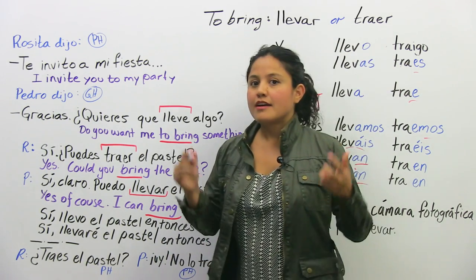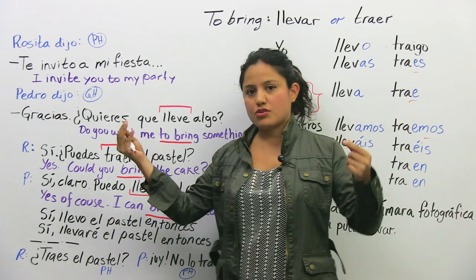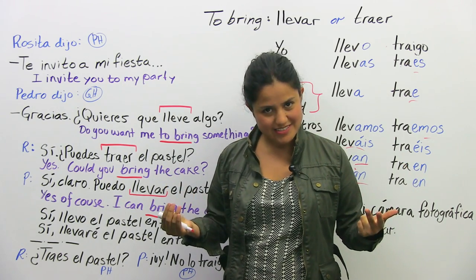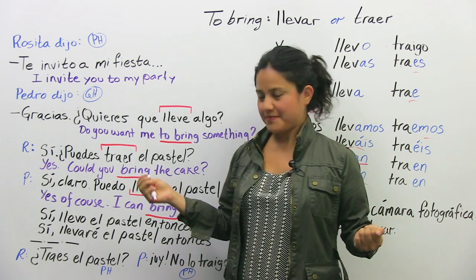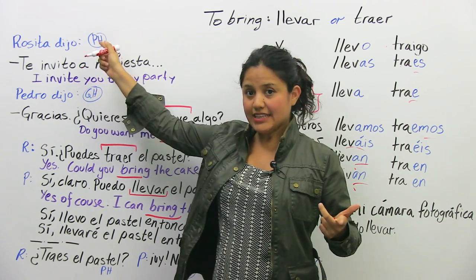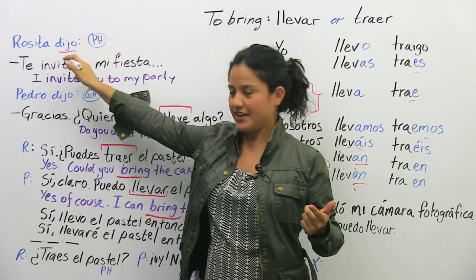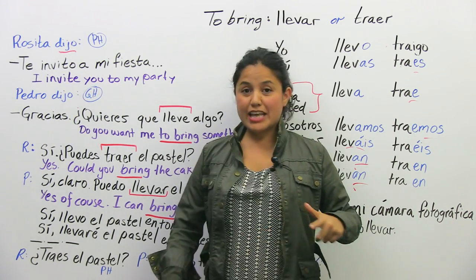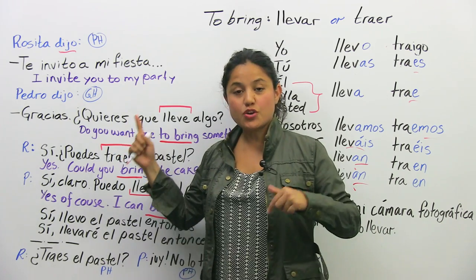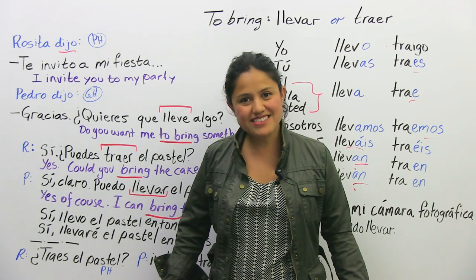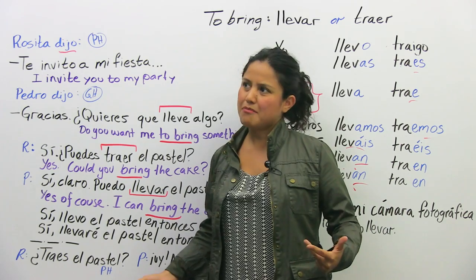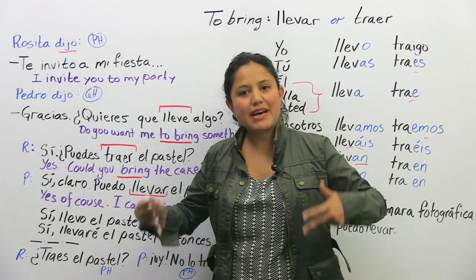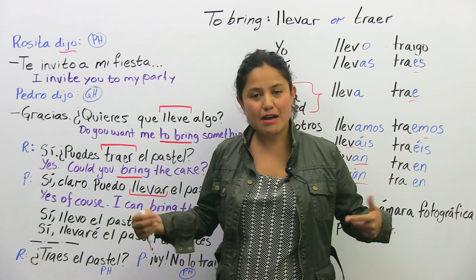Very good. In my example, I speak about Rosita and Pedro. And Rosita and Pedro are very good friends. So let's see what Rosita says. Rosita said, because I'm using the past here, Rosita said, dijo, te invito a mi fiesta. She told Pedro, te invito a mi fiesta. I invite you to my party. Maybe in English you would say, oh, I'm having a party, you can come. But in Spanish you would say, te invito a mi fiesta.